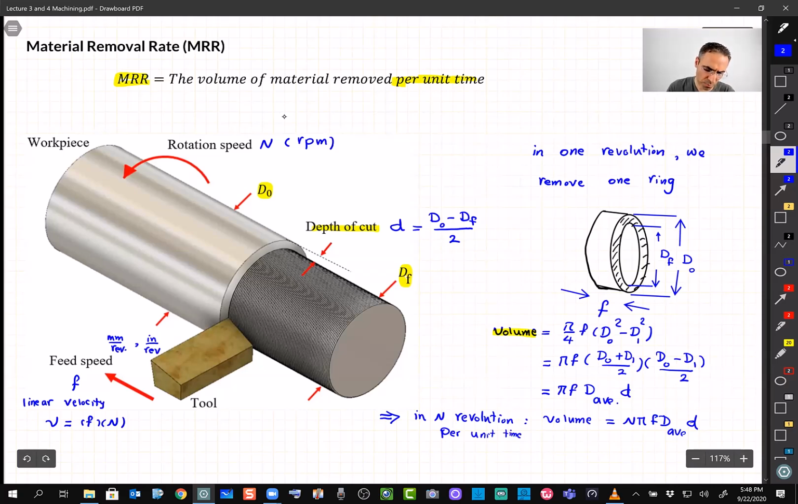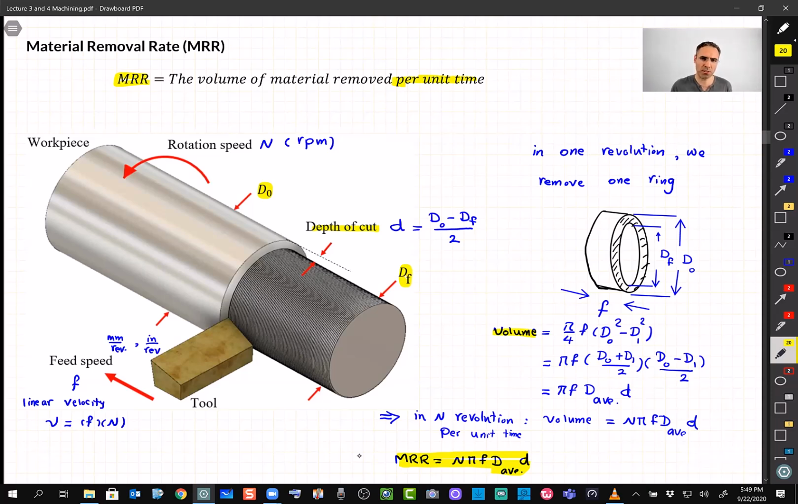Okay, and this is what we call MRR. So to summarize, material removal rate is N pi D average multiplied by d. That's our final formula that we have. Okay, because we said in one unit of time, we are going to do N revolutions. So this is the amount of material that is going to be removed in one unit of time. So are there any questions so far, guys? Are we good? It seems very simple, right?